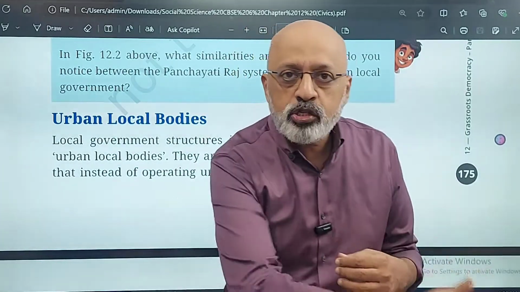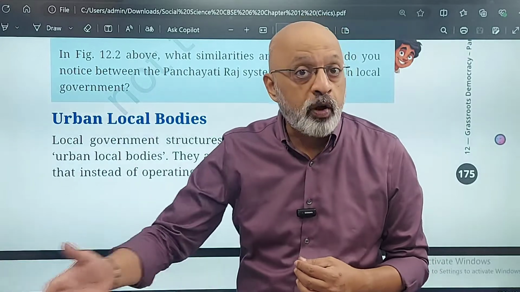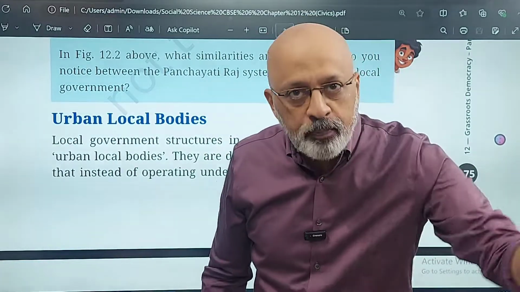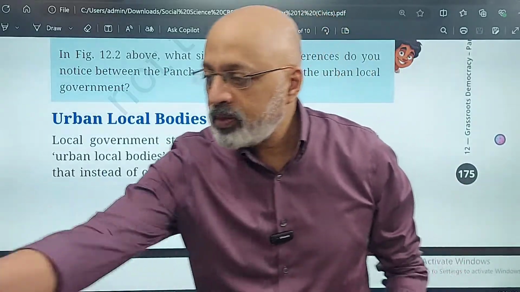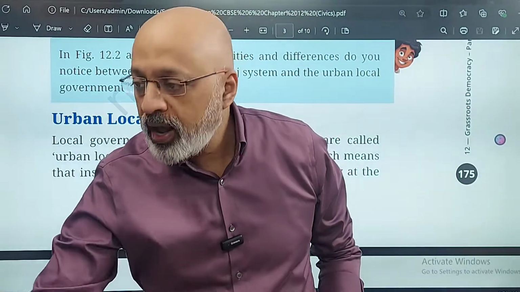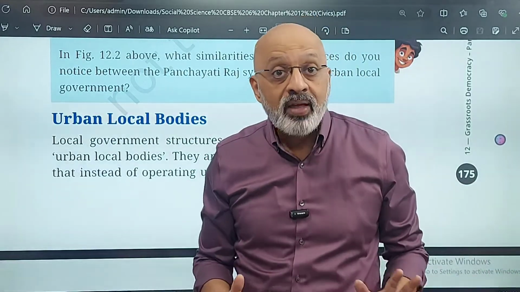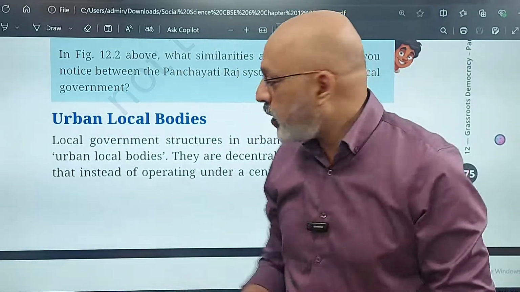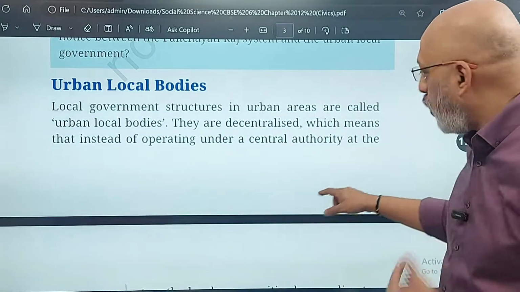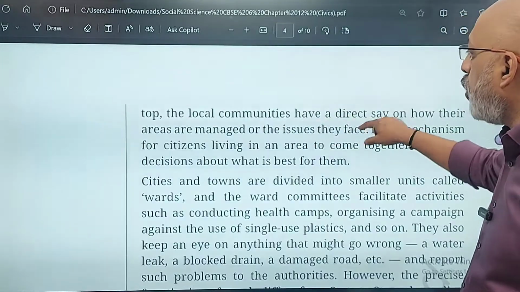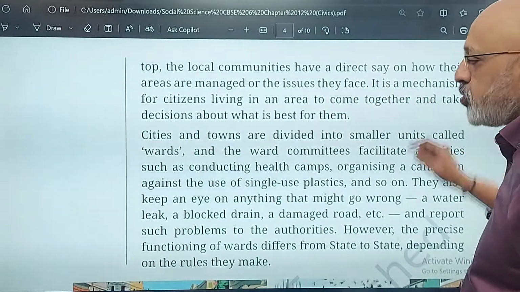What I have done is to divide the duties among different bodies or different people. So drainage, that person can come to him and get that solved. Roads ka problem, it can be taken to her, she will solve the problem. So I have decentralized the administration. That's what it means. Instead of operating under a central authority at the top, the local communities have a direct say on how their areas are managed, on the issues they face.